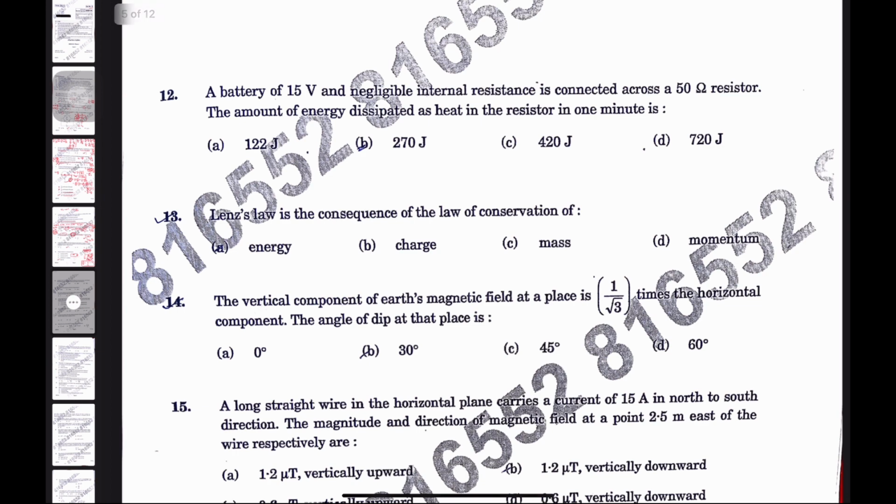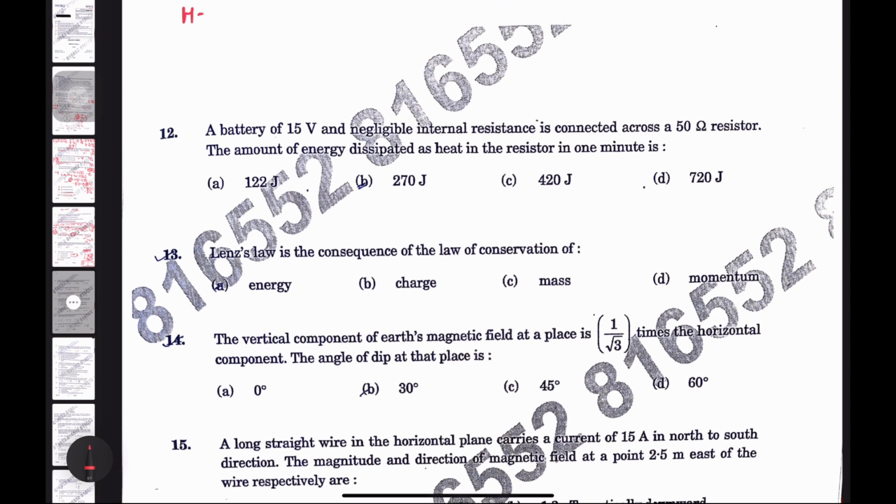Now the 12th question is, a battery of 15 volt and negligible internal resistance is connected across a 50 ohm resistor. The amount of energy dissipated as heat in the resistor in 1 minute is. So we know the formula H is equal to I square RT, but we do not need I because we are given the voltage, and we know I is equal to V upon R. So this formula turns out to be V upon R whole square RT is equal to V square upon R square RT, and cancelling out one R, we are left with V square upon RT.